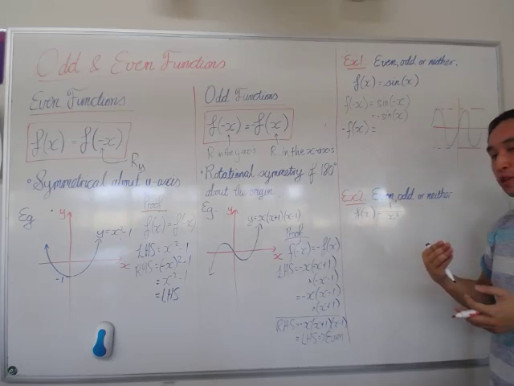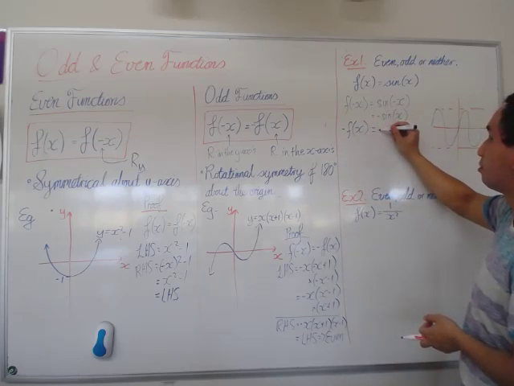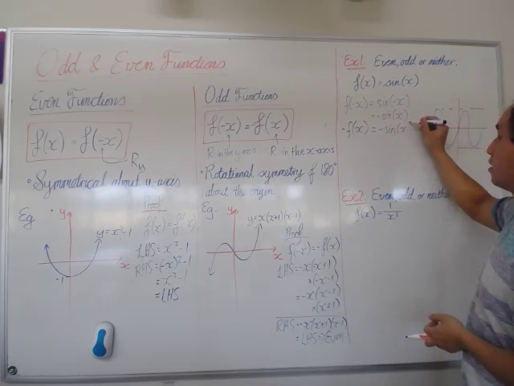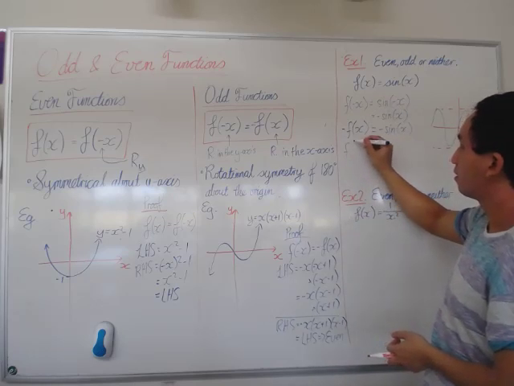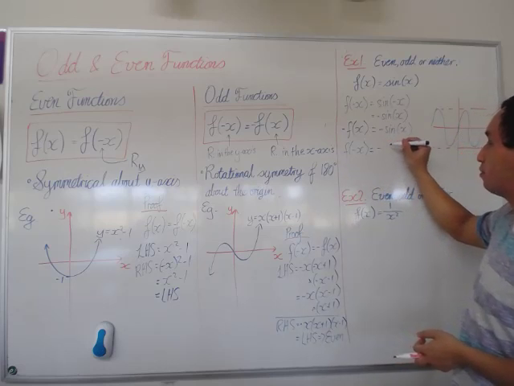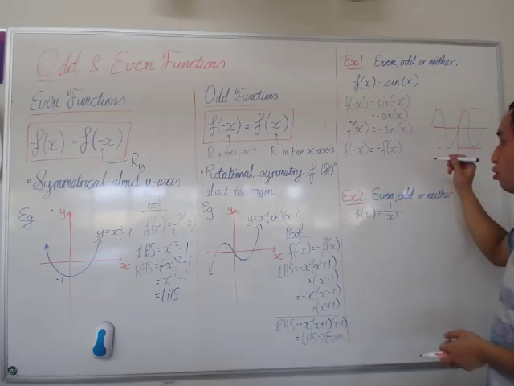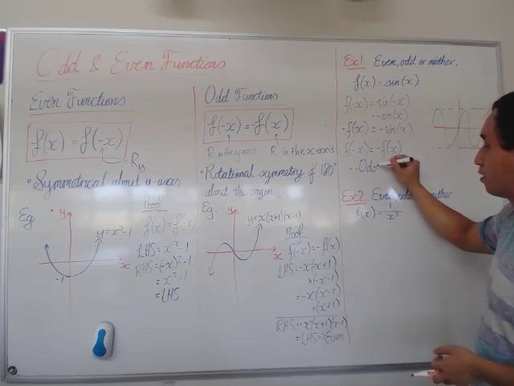So let's test to see if it's an odd function now. All we're doing now is putting a negative in front of sine x, and you can easily see that these two are the same. So if f of negative x is equal to negative f of x, then we can conclude that this is an odd function.